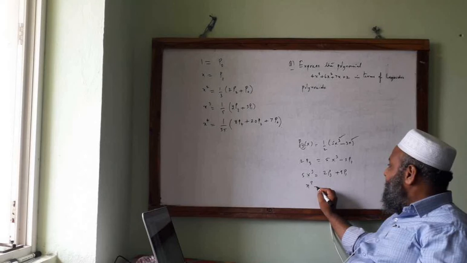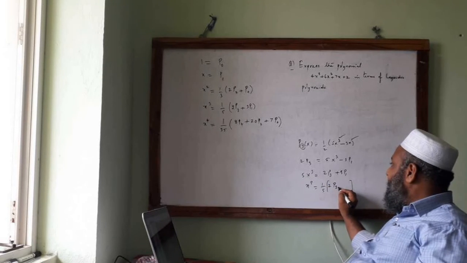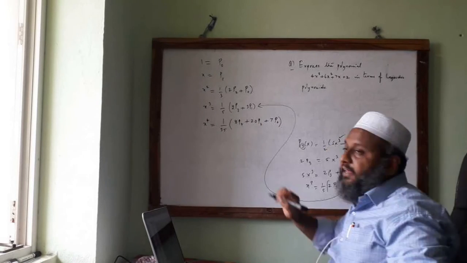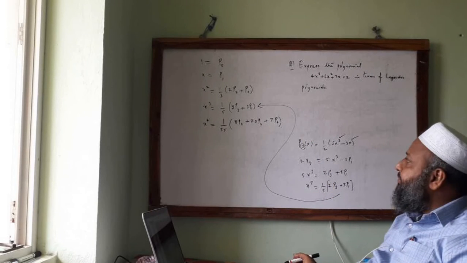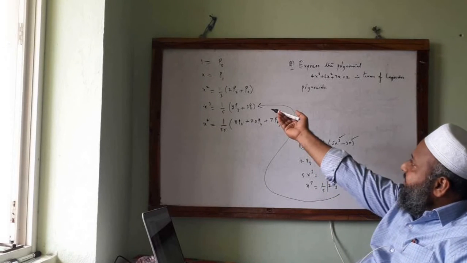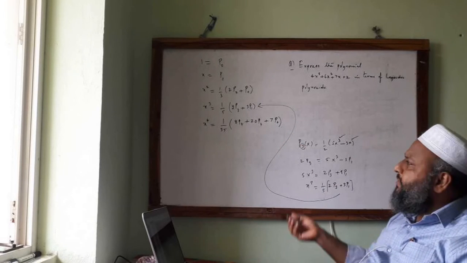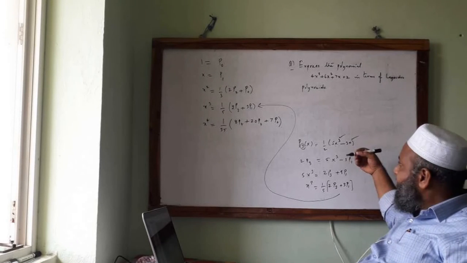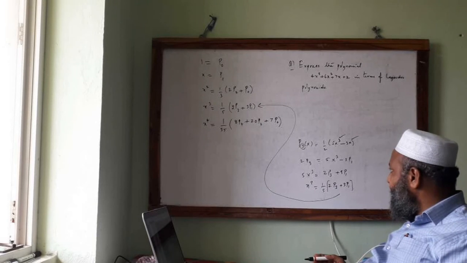And therefore x cube is nothing but 1 by 5 times of 2p3 plus 3p1. This is what is written here. In a similar fashion, the first three are very simple. This x square is similar to this one. X cube is already done here. X to the power of 4, some time back I have shown you that x4 is written in terms of Legendre polynomials.